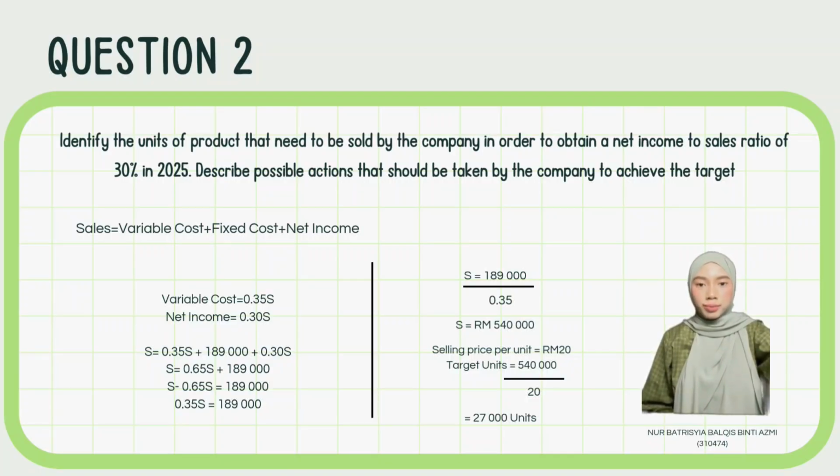Given that the selling price per unit is 20, we calculate the target units: 540,000 divided by 20 equals 27,000 units. Therefore, the company must sell 27,000 units to achieve a net income to sales ratio of 30%.